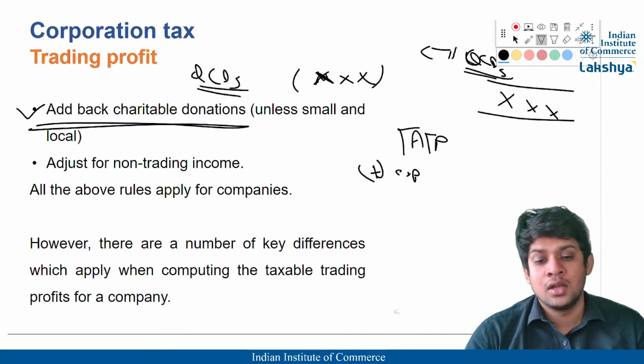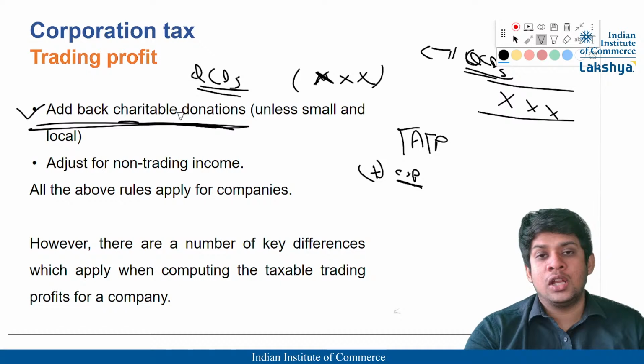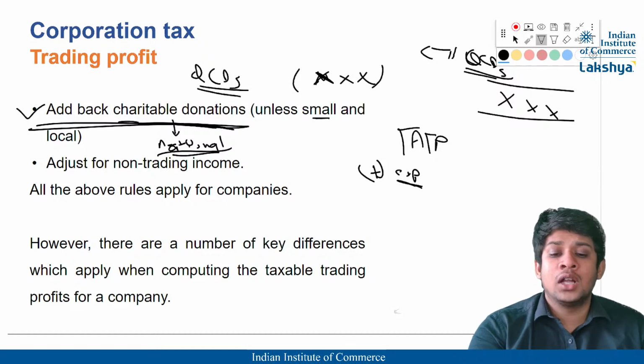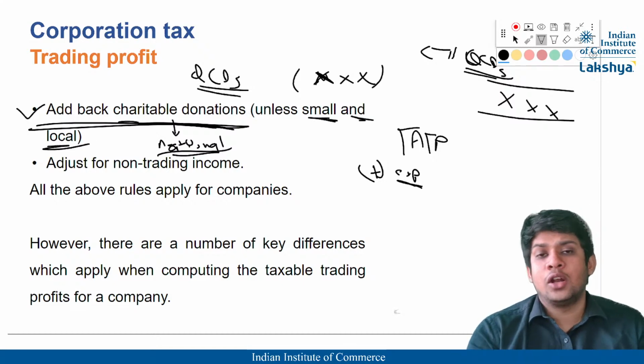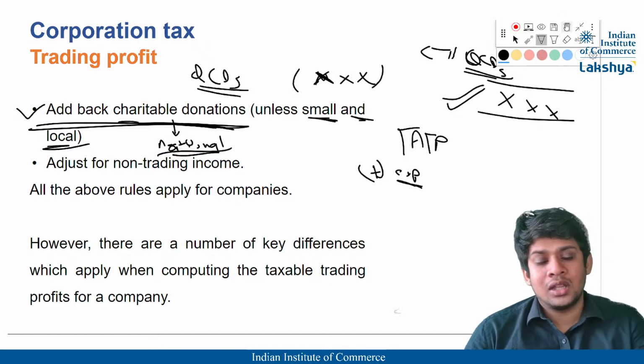in the name QCDs. Okay, so this expense of charitable donations, if it is a national charitable donation, then it will be considered under QCDs. But if it is a small or local donation, then obviously you can keep it the way it is. You don't need to add it back as an expense because it is a local charitable donation. Then it does not qualify for QCDs, but it is your expense, so it can be deducted.